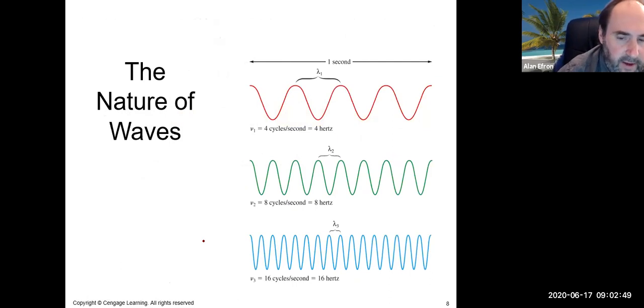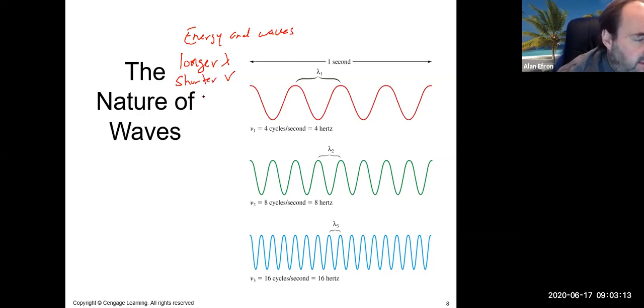So let's talk a little bit about waves that we have before. And there is a relationship really between waves and energy. And when we have a wave that has a longer wavelength, it typically will have a shorter frequency. And usually what that relates to is a lower energy.